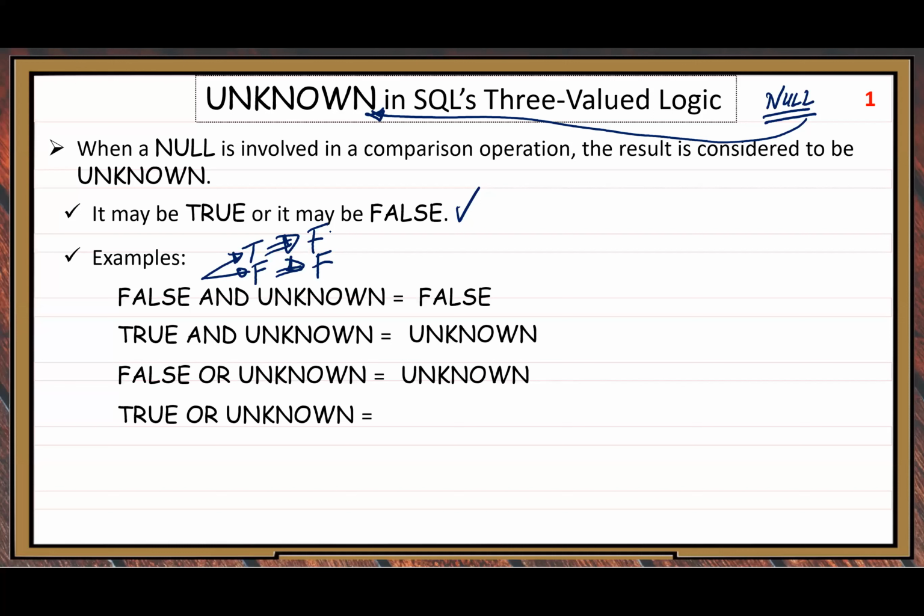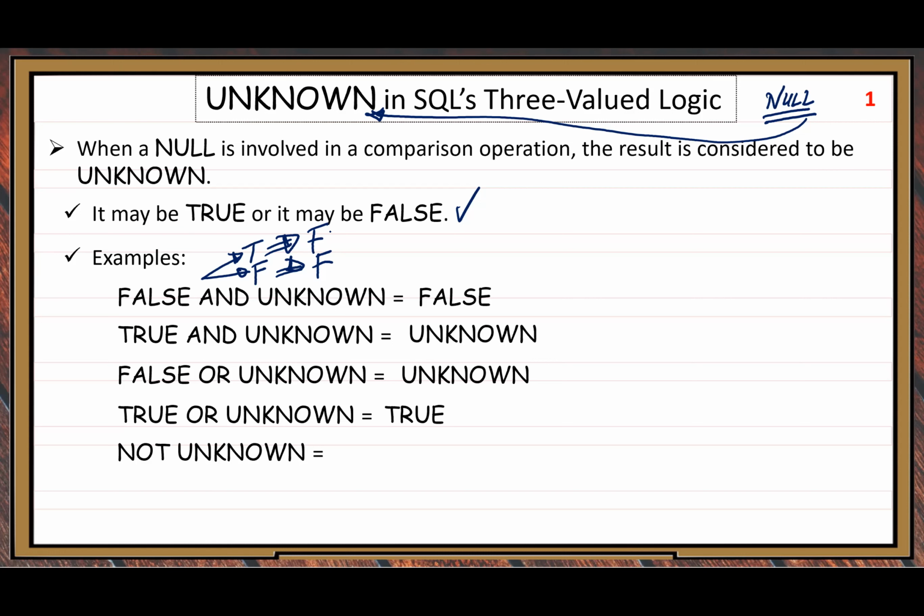True or unknown. Replace unknown by true. True or true, true. Replace unknown by false. True or false is true, right? Addition, 1 plus 0 is 1. Both times the same result, true. So the answer is true. Now, the last one, negation.